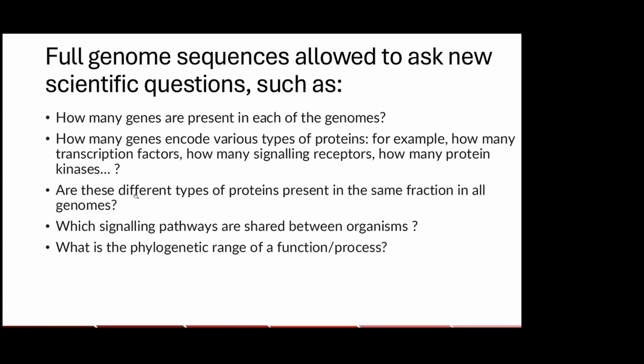And so other questions that this was able to address are, are there the same number or the same proportion of transcription factors in all the genomes, or the same number of signaling receptors? And then, for example, which signaling pathways are shared between which organisms? And then what is the phylogenetic range of a certain function or a certain process? So the organization of the gene ontology allows us to address all those.